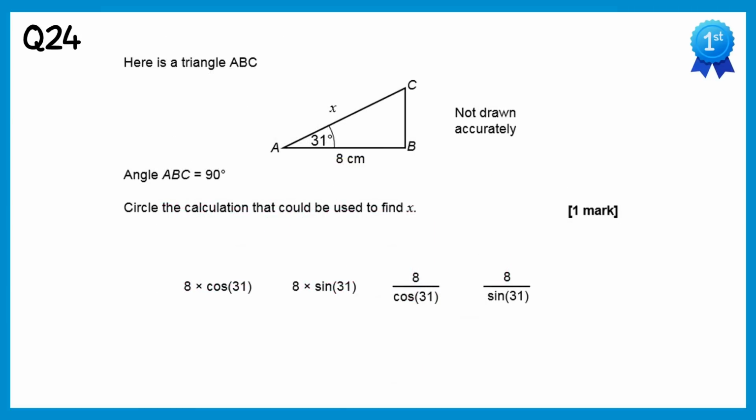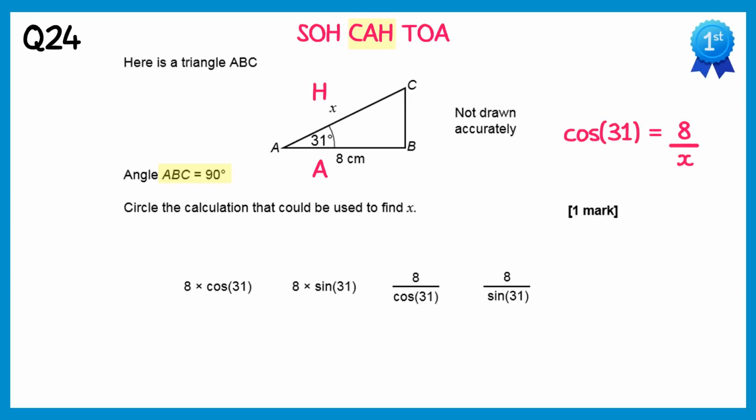In this question, we're told that angle ABC is 90 degrees, so the triangle is right-angled, in which case we can use SOHCAHTOA. If you label the triangle, then x is the hypotenuse and 8 is the adjacent, in which case we're going to use cos. So cos of 31 would equal 8 over x. If you rearrange this, you'll get x equals 8 over cos 31.